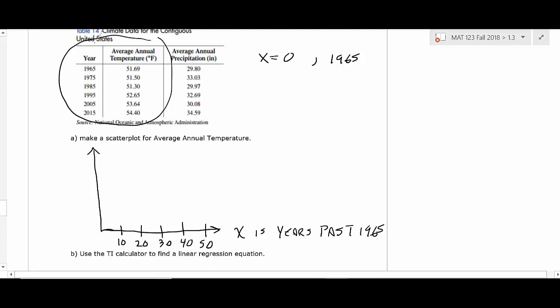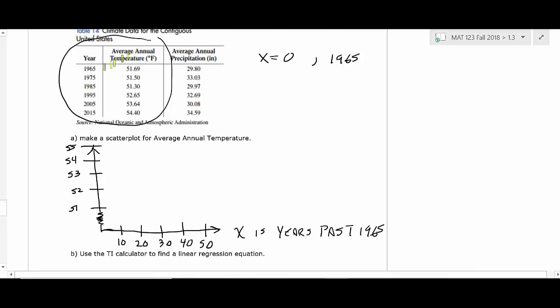Now for the average annual temperature, just do what I did on the last problem. Put a little squiggly line there, and then we can start at like 50. You could even start at 51 because none of the values here get smaller than 51, so I would say 51, 52, 53, 54, and maybe up to 55, so that you can fit all your data. And if you do a scatter plot, don't make it so tiny. Spread it out so you can see there's a line.